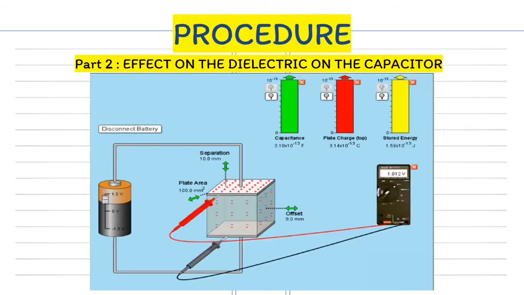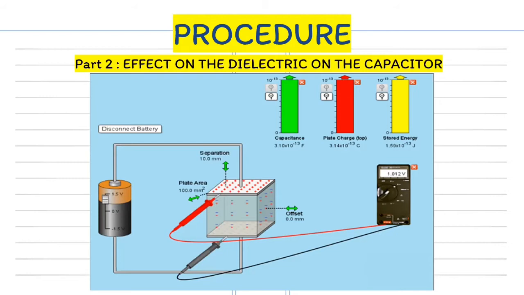This is the setup for part 2 of the experiment. In this part, the values of the plate area and the plate separation were reverted to the original, and the dielectric was removed entirely from the capacitor. The voltmeter also was set up completely. The red electrode was connected to the plate with positive charge, and the black electrode was connected to the plate with negative charge. The battery also was turned on and connected at 1 volt.